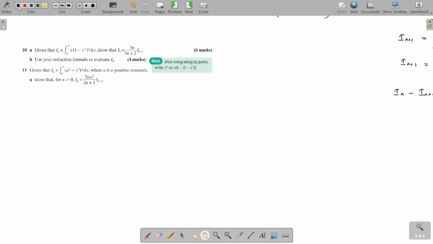Okay, question number 10. We'll discuss question number 10. They have told you, given that In is equal to the integration of x times 1 minus x cubed to the power n dx. So this is In. They are asking you to show that In equals 3n over 3n plus 2 into In minus 1. So you can definitely see here the I is reducing, right? n becomes n minus 1. So what do we do here?